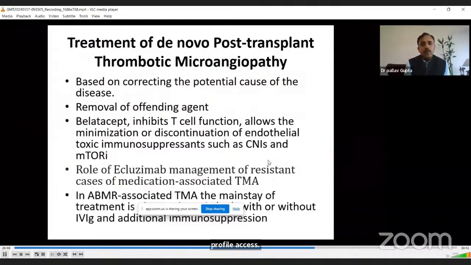Now, what is the treatment of de novo post-transplant TMA? It is based on correcting the potential cause of the disease, that is, removal of the offending agent. Belatacept, which inhibits T cell function, allows minimization or discontinuation of the endothelial toxic immunosuppressants such as CNIs and mTOR inhibitors. There is a role of eculizumab in the management of resistant medication associated TMAs. In ABMR associated TMA, the mainstay of treatment is IV IgG and additional immunosuppression.